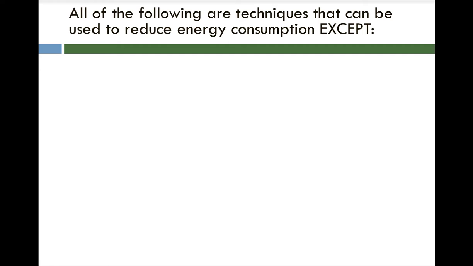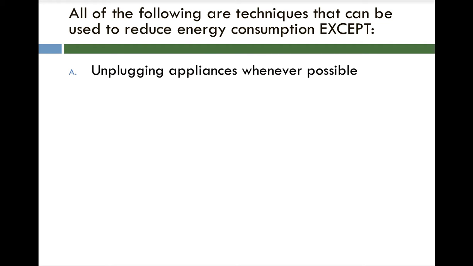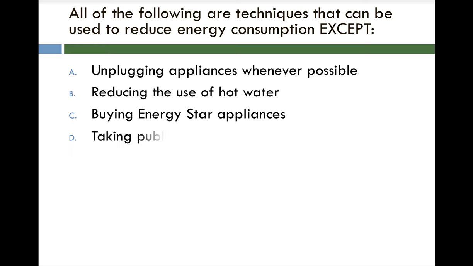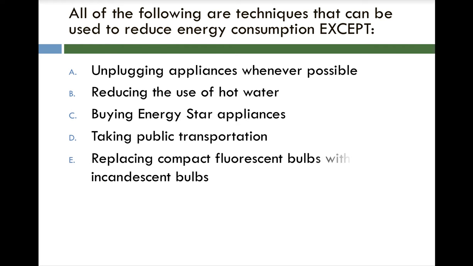So, quiz question for you. All of the following are techniques that can be used to reduce energy consumption except, so you're going to look for the one that's false. A, unplugging appliances whenever possible. B, reducing the use of hot water. C, buying Energy Star appliances. D, taking public transportation. Or E, replacing compact fluorescent bulbs with incandescent bulbs. So pause the recording, take a minute, figure out your answer, and remember we're looking for all of the following except. So we're looking for a false answer on here.